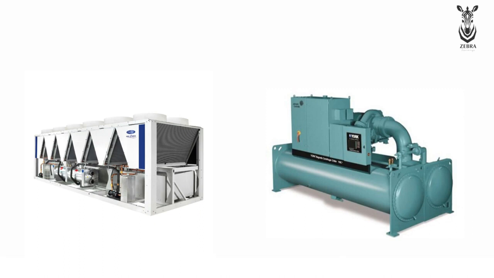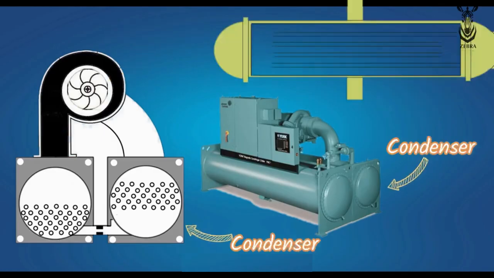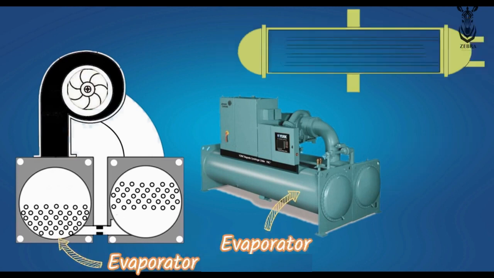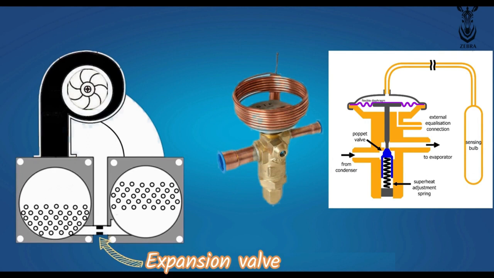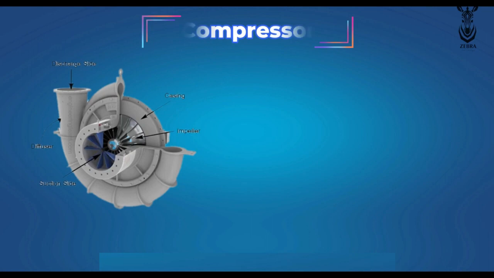Now, let's see the main components of the chiller: compressor, condenser, evaporator, and expansion valve. Compressor. The compressor is an important component in the chiller. It is used to make the refrigerant flow throughout the chiller.